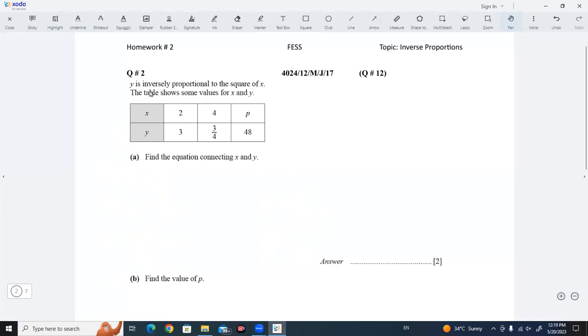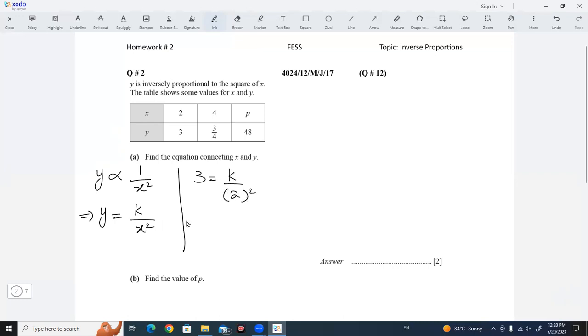So first of all, look at the information. y is inversely proportional to the square of x, okay? Don't forget this. Proportionality sign 1 over x squared. If you forget the square, meaning power 2, it will be wrong. Then you have to apply an equals sign with a constant k over x squared. In the next step, replace y with 3 and x with 2.